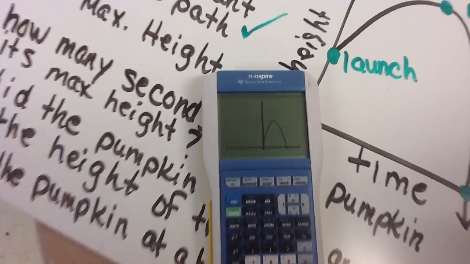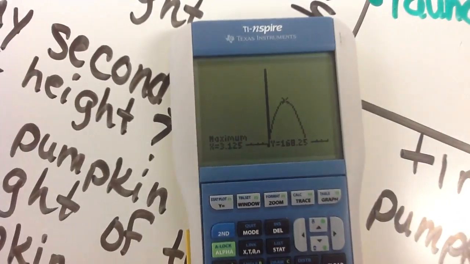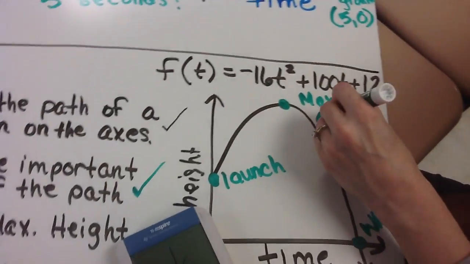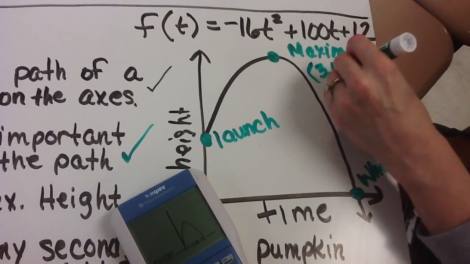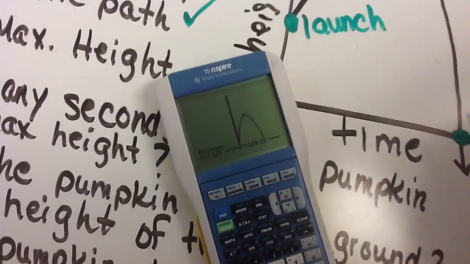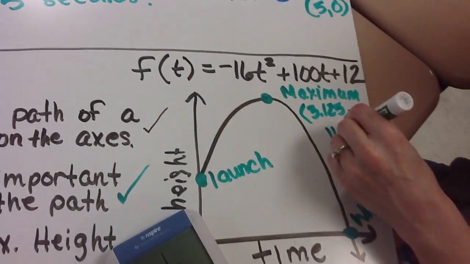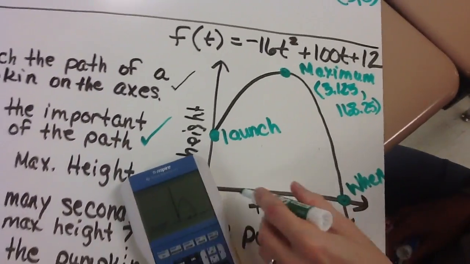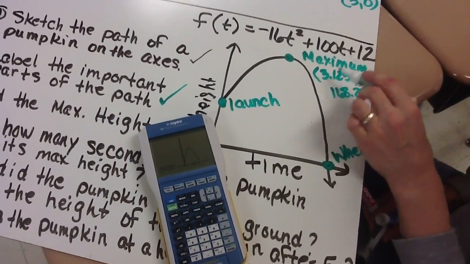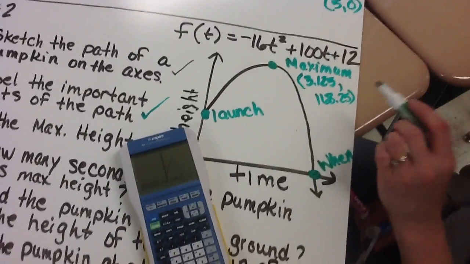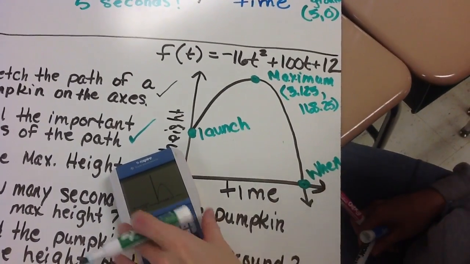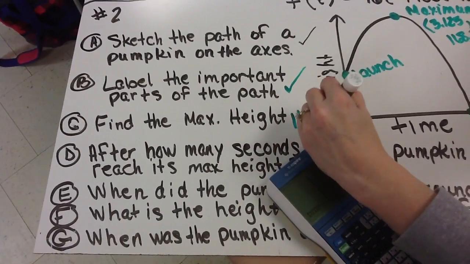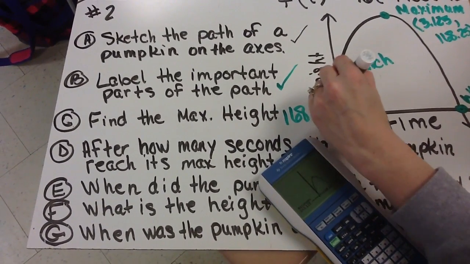Hit enter there. So if you look, if I round my numbers here, this is 3.125. I guess I'll leave that one the same. And 168.25. Again, remember the first one is my x-axis, so that's the time. It took 3.125 seconds to reach its maximum height of 168.25. So I'm only going to write over here, 168.25 feet.